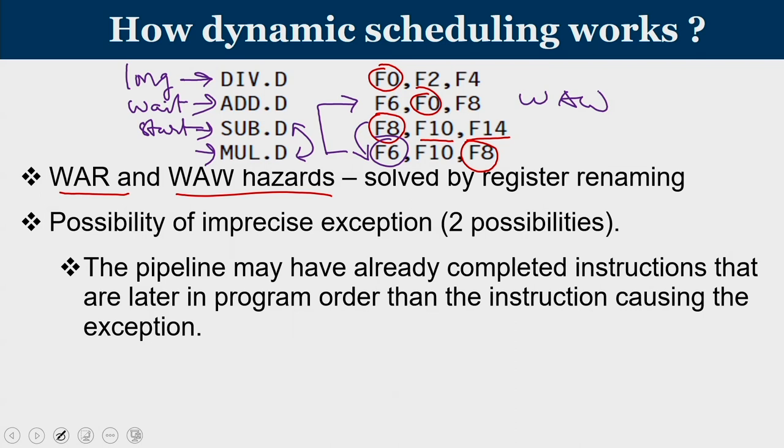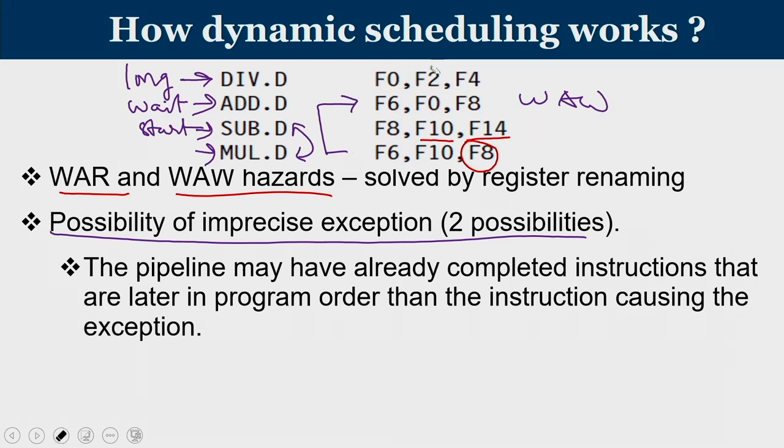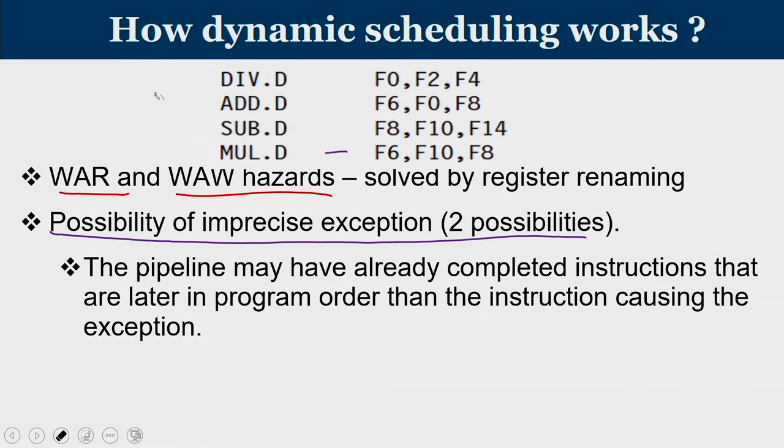Now the possibility is sometimes you can get an imprecise exception. So, we will try to understand what an imprecise exception is all about. A pipeline may have already completed instructions that are later in the program order than the instruction causing an exception. Let us try to understand this imprecise exception with the same example itself. Now, think of a case, we are currently doing the division instruction and because of that, the add instruction is waiting.